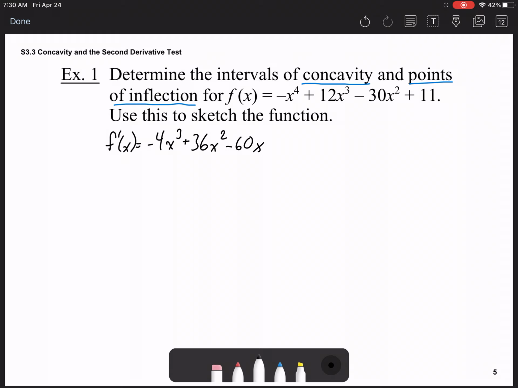Okay. To find our intervals of concavity, or points of inflection, we need our second derivative. Okay, so now the second derivative is negative 12x squared plus 72x minus 60. You'll notice that all these values are divisible by 12. So I'm going to factor out negative 12.